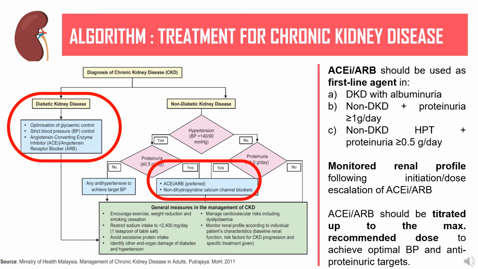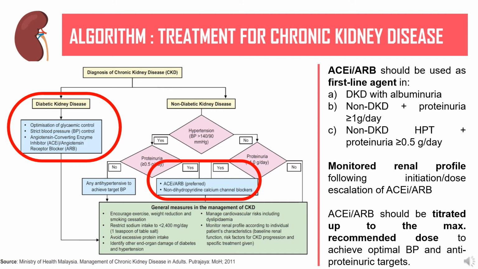ACE inhibitor and ARB provide both renal protective and cardioprotective effects. Many clinical trials have proved that these agents significantly reduce the progression from microalbuminuria to macroalbuminuria, as well as induce the regression from microalbuminuria to normal level. However, please bear in mind that there is no benefit of ACE inhibitor or ARB use for non-diabetic kidney disease if proteinuria is less than 0.5 g per day.